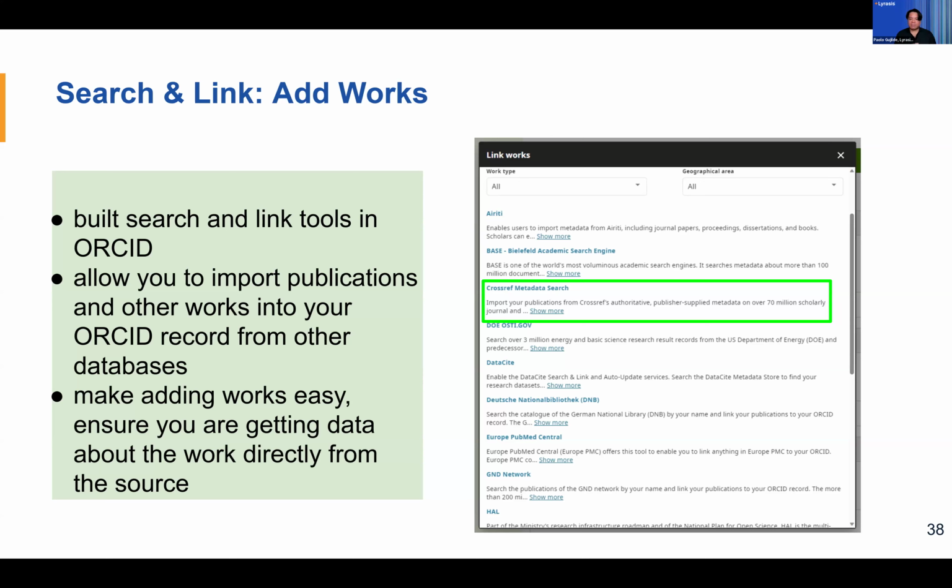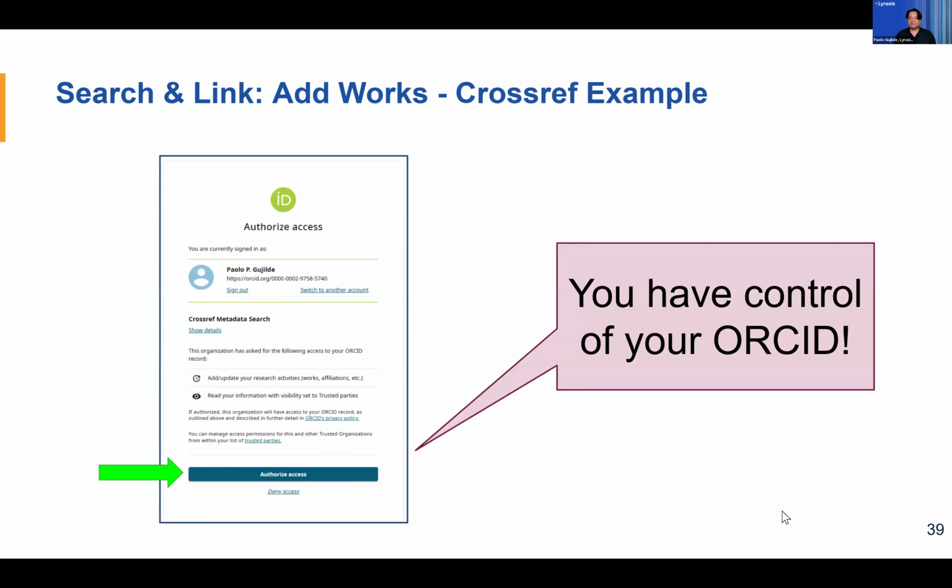So let's go through an example here. Let's go with Crossref Metadata Search. When I click on Crossref Metadata Search, I will be asked to authorize, or give permission to, Crossref Metadata Search. There will be a pop-up that gives you information and authorization access to your ORCID record. So you will give Crossref Metadata Search access to your ORCID. That way they can update your ORCID record.